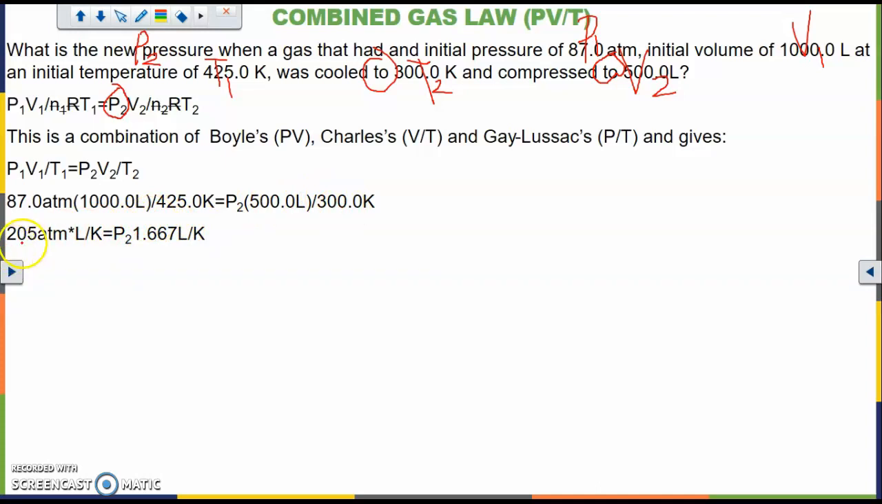And then in this case, we're trying to isolate P2 by itself. Again, this is coming from algebra: P2 times 1.667 is multiplication. So the way that we get P2 by itself is we divide both sides of the equation by 1.667, which is shown here. And obviously that gives us P2. In this case, P2 is 123 atm. So that is just pure math in this case.